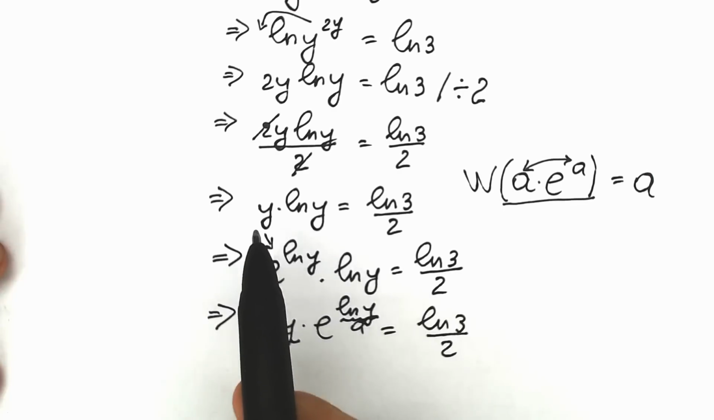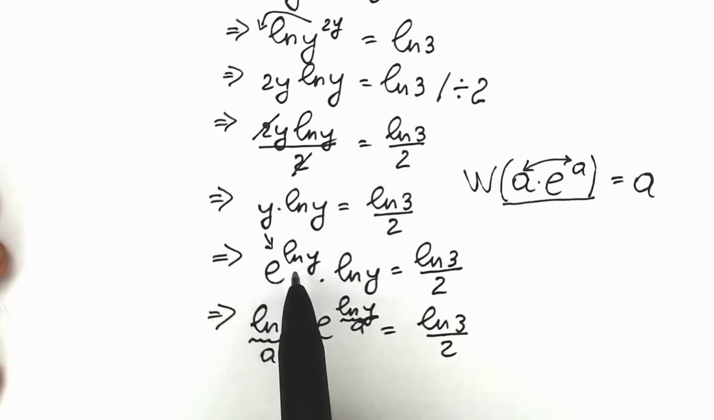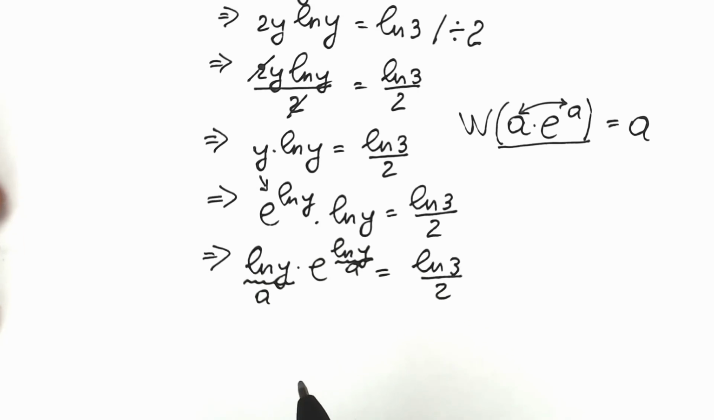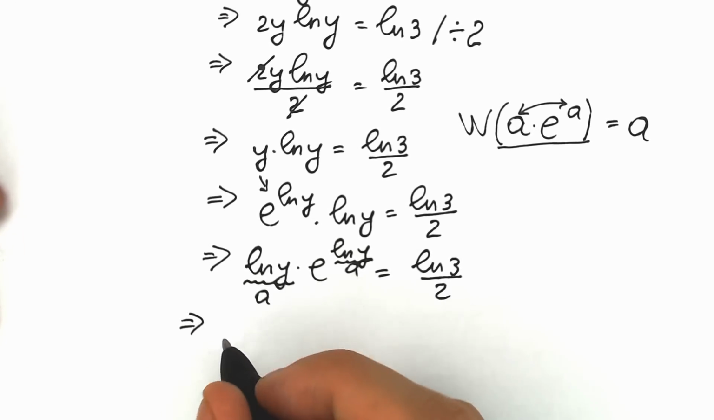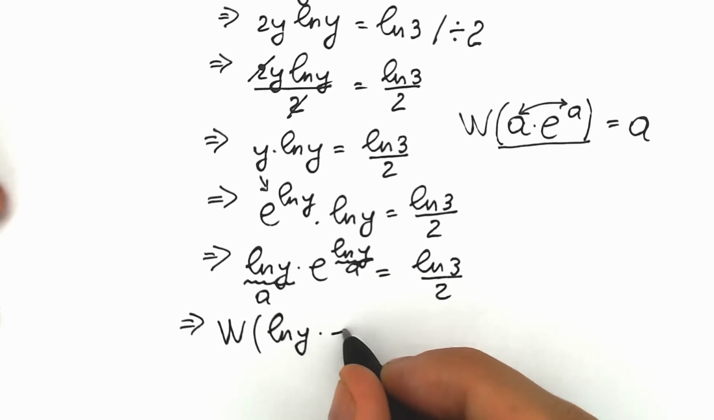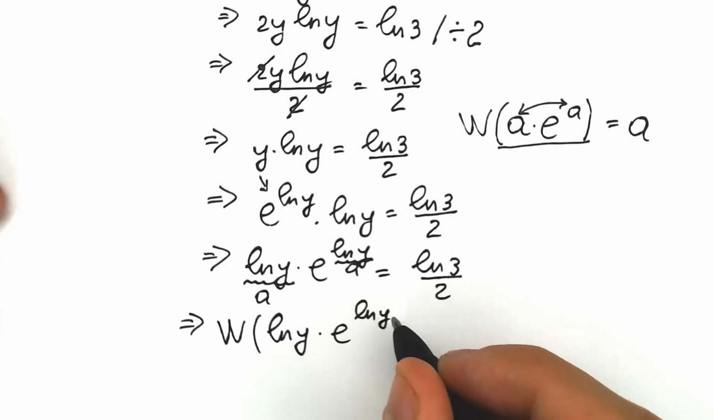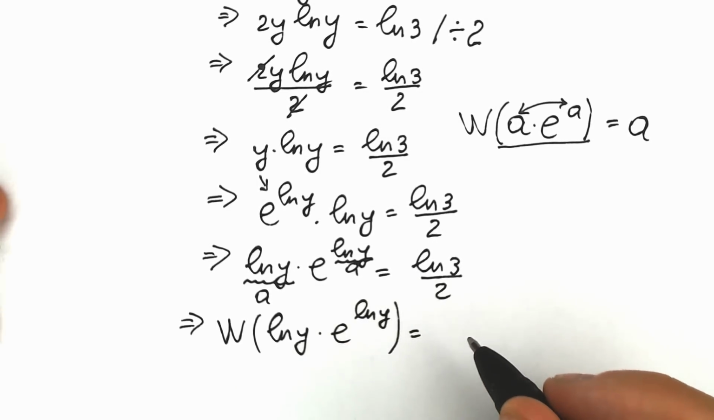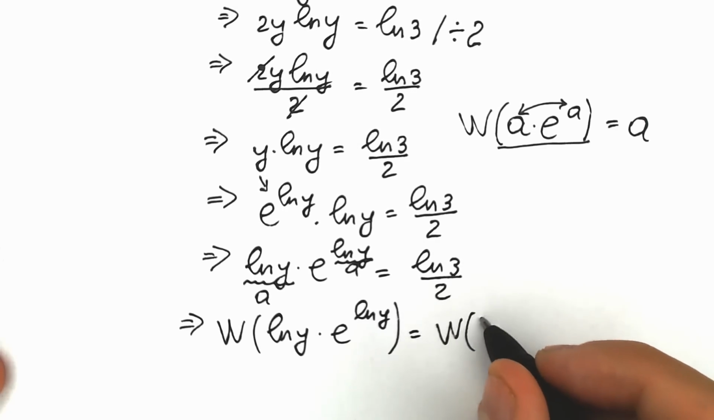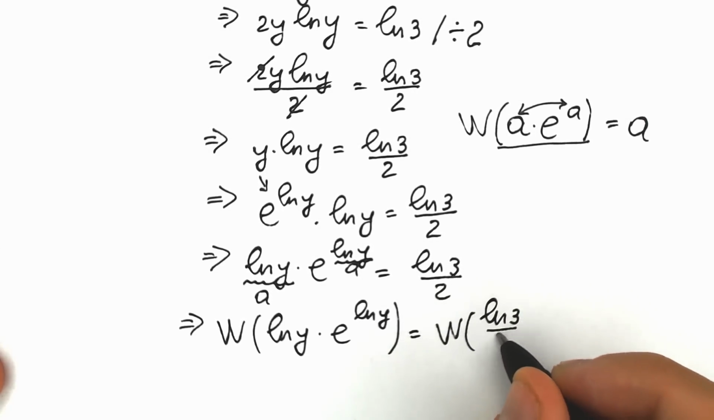We only need to write this y as e to the power natural log y. This is only one step. And this is our general case to apply the Lambert W function. So let's do this. Lambert W function of natural log y times e to the power natural log y equal to, and we need to apply the Lambert W function on the right side. So Lambert W function of this constant natural log 3 over 2.